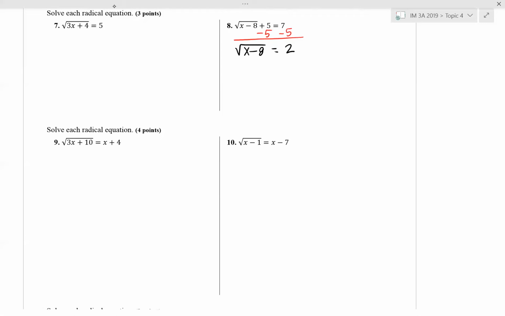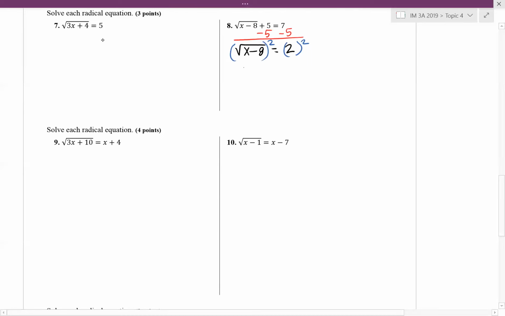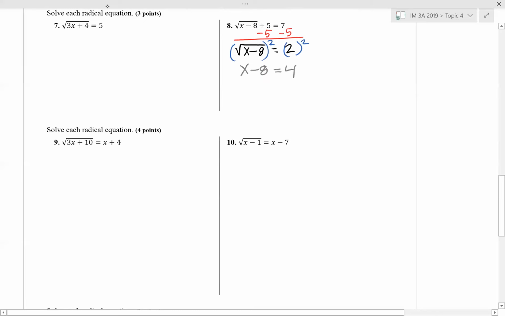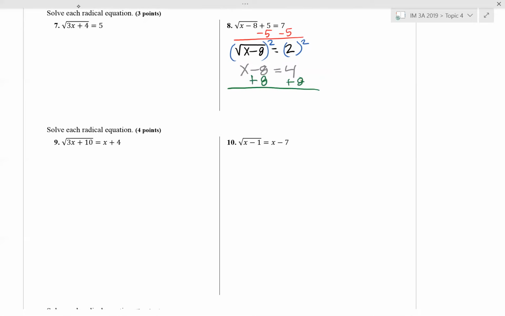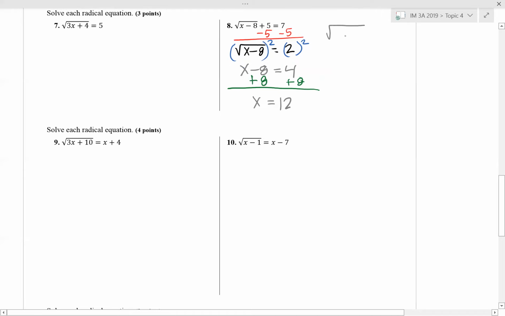equals 7 minus 5 is 2. And so then when I square both sides now, to undo that square root, I have x minus 8 equals 4. So to get x by itself, we want to add 8. And so in doing that, we get an x value of 12. Remember that we want to always check for extraneous solutions. And so that means that we're plugging 12 into our original equation.